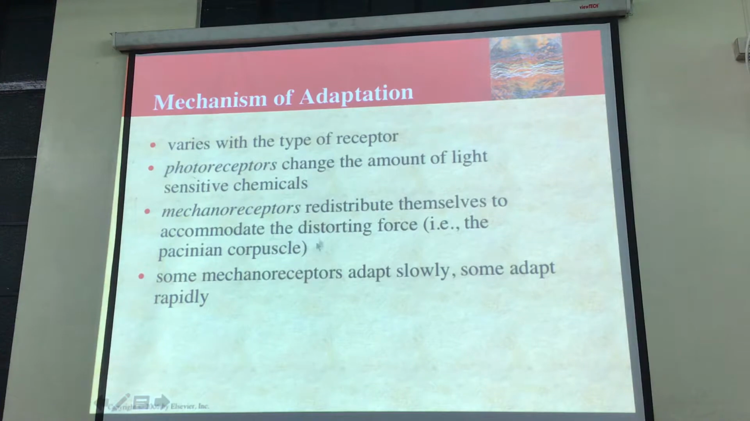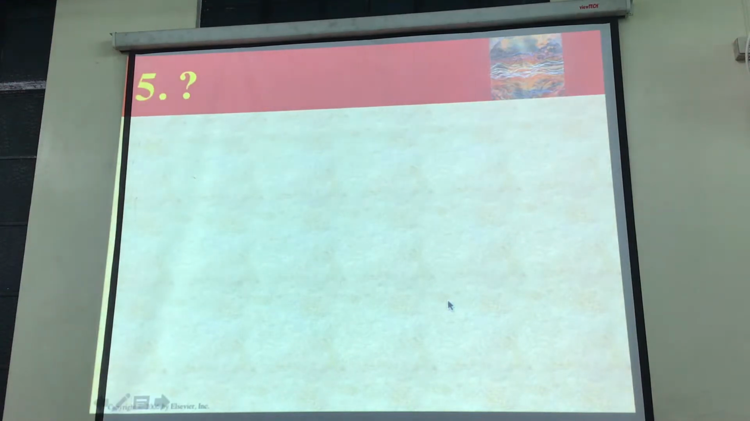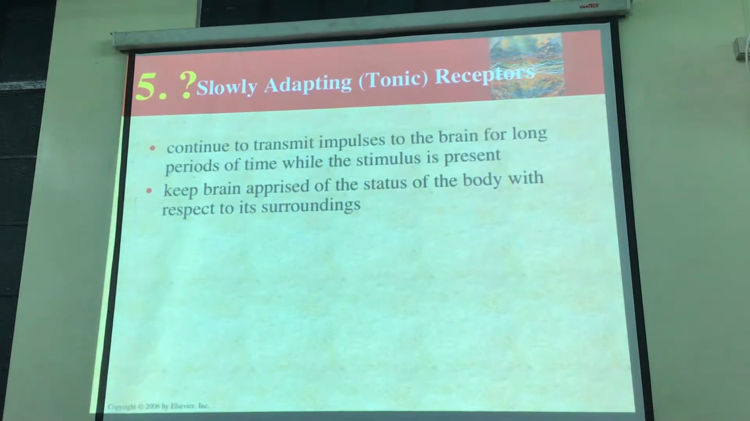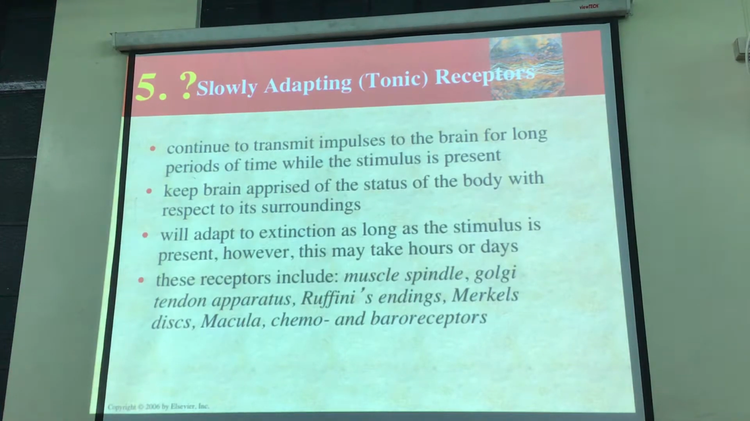Photoreceptors, mechanoreceptors. Okay? But some will adapt slowly and some will adapt rapidly. So it depends. We will discuss later the slowly adapting and the fast adapting receptors. When it is slowly adapting, it continues to transmit impulses to the brain for long periods of time while the stimulus is present, and then you keep the brain apprised of the status of the body with respect to its surroundings.